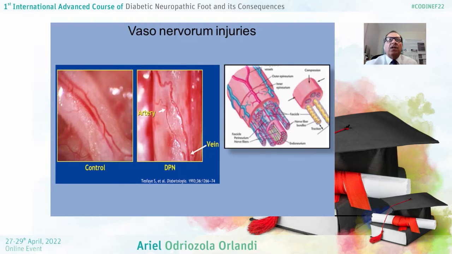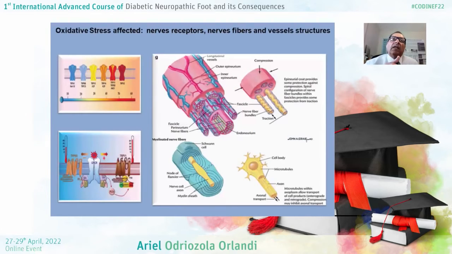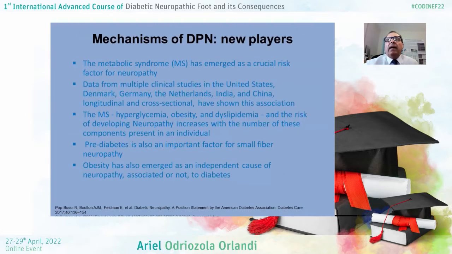This situation provokes a lesion inside of the fascicle. The lesion is in the vessels and in the neurons. This is the result of oxidative stress affecting nerve receptors, fibers, and vessel structures. Well, at this point, the metabolic syndrome has also emerged as a crucial risk factor for neuropathy.